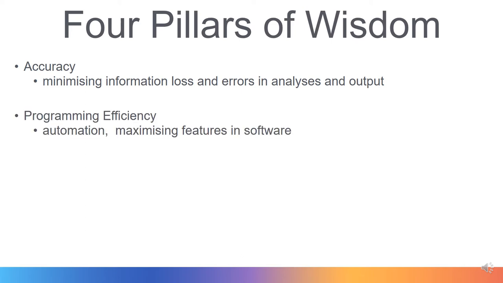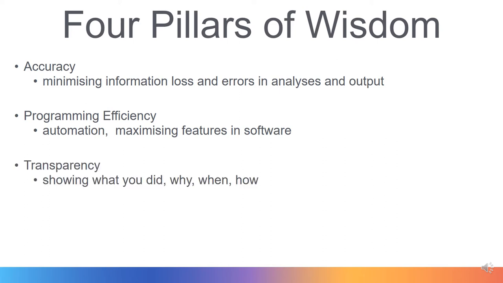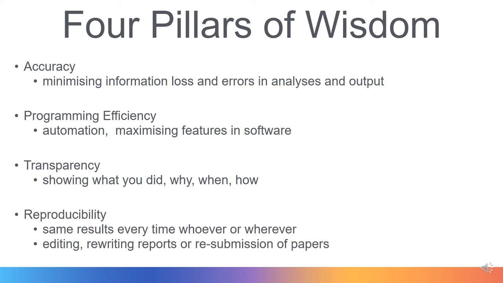Programming efficiency, automation, for example, maximizing the use of features in software. So for example, rather than doing something 10 times for 10 waves of data, you need to write a loop that will loop over the 10 waves of data. So you're using the software or the programming language to work more efficiently. Transparency. You need to be able to show what you did, why you did it, when you did it, and how you did it. So this leads on to reproducibility.